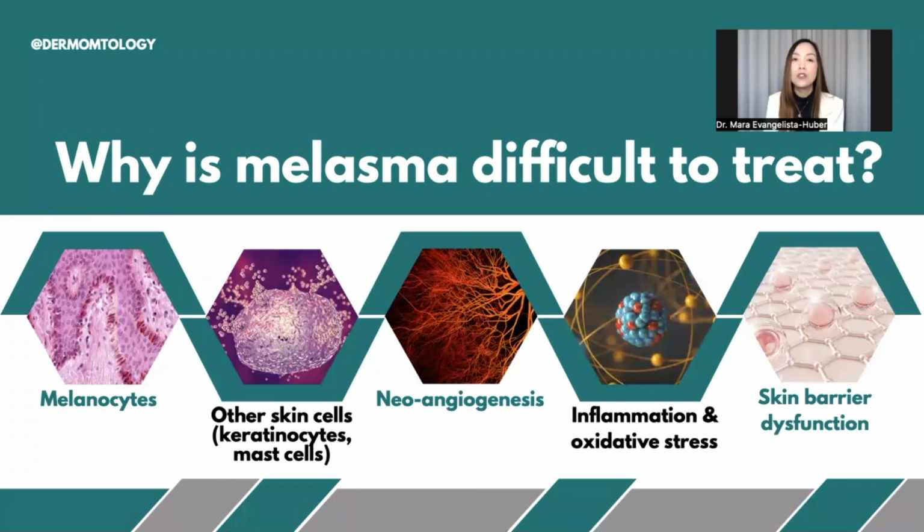Recent studies have also shown that there is neoangiogenesis, meaning the production of new blood vessels. Inflammation and oxidative stress also contribute. The skin barrier is also thought to be impaired in patients with melasma. So as you can see, because so many factors are involved, it would be best to attack on all sides.